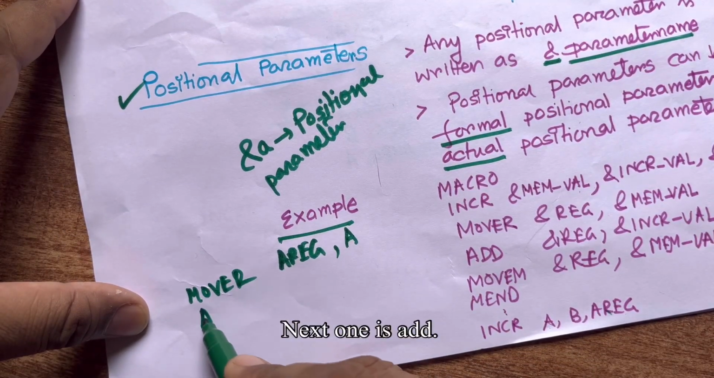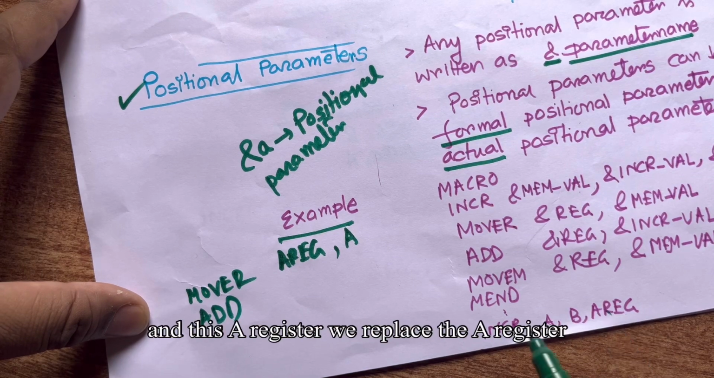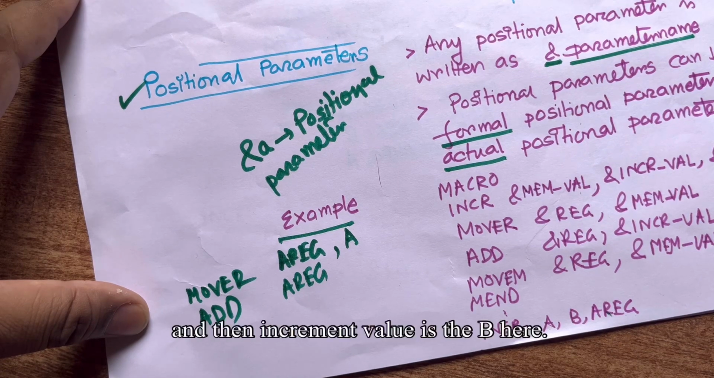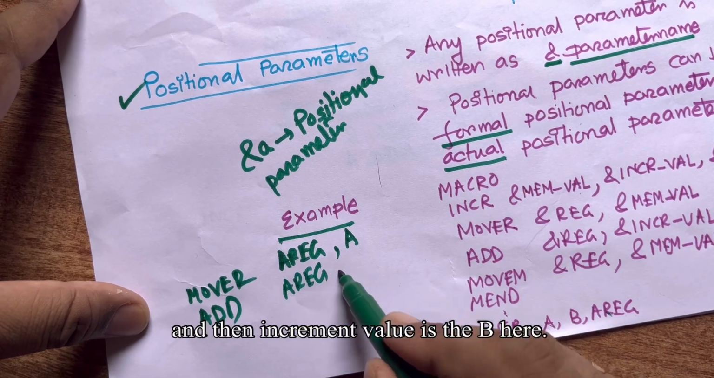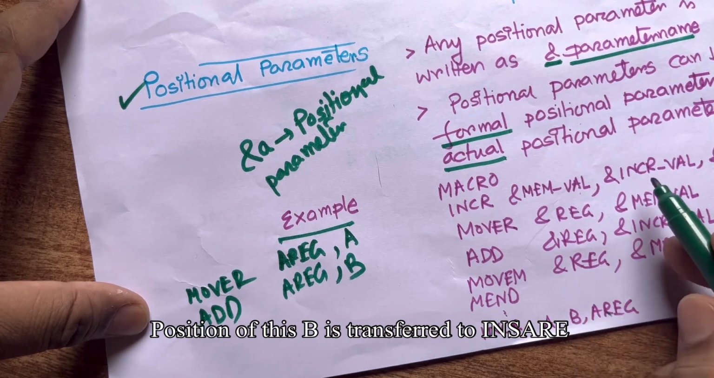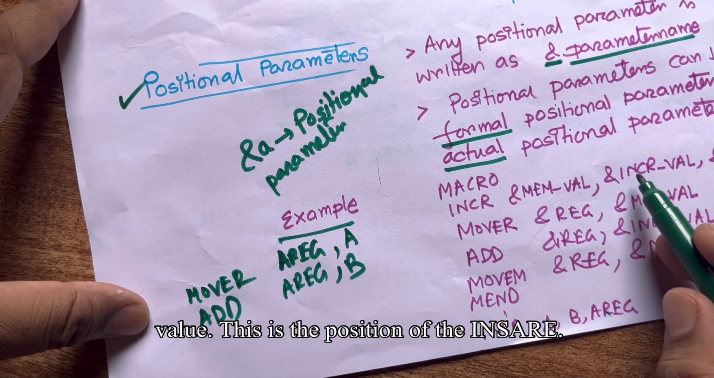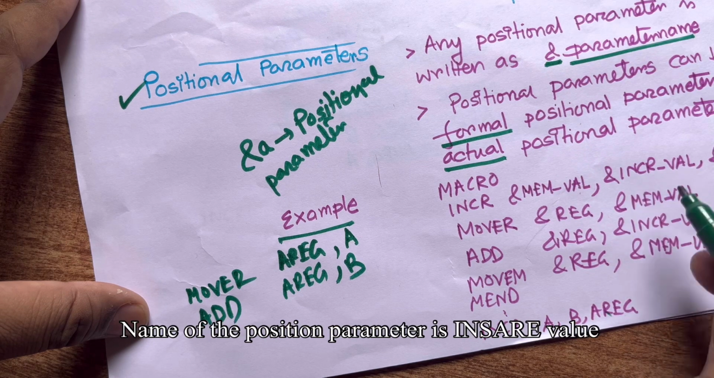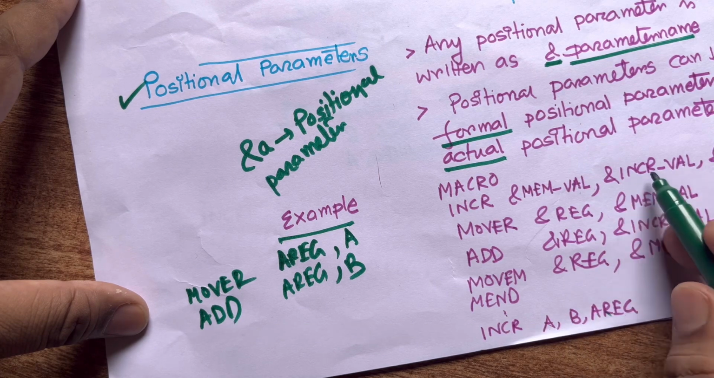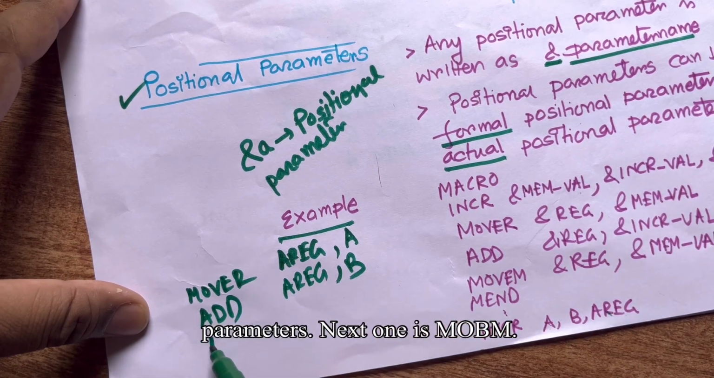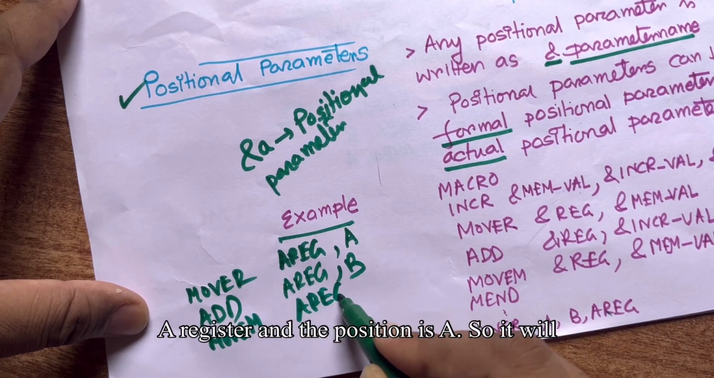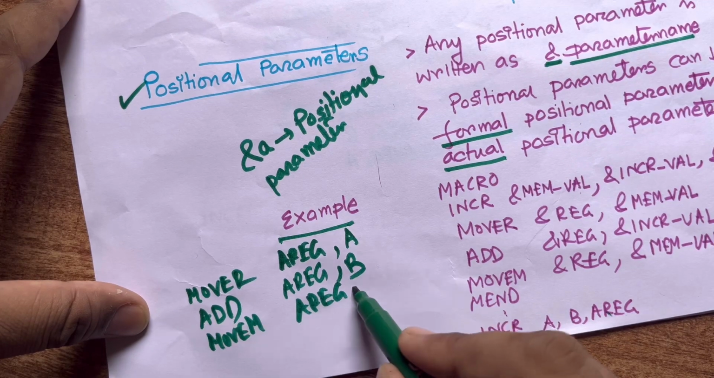The next one is ADD, and this A register. Register will replace the A register. Then increment value is the B here. Position of this B is transferred to Einshare value. Name of the positional parameter is Einshare value. So first position, second position. Second position will replace the second parameter. Next one is MOVM, A register, and the position is A, so it will be A.